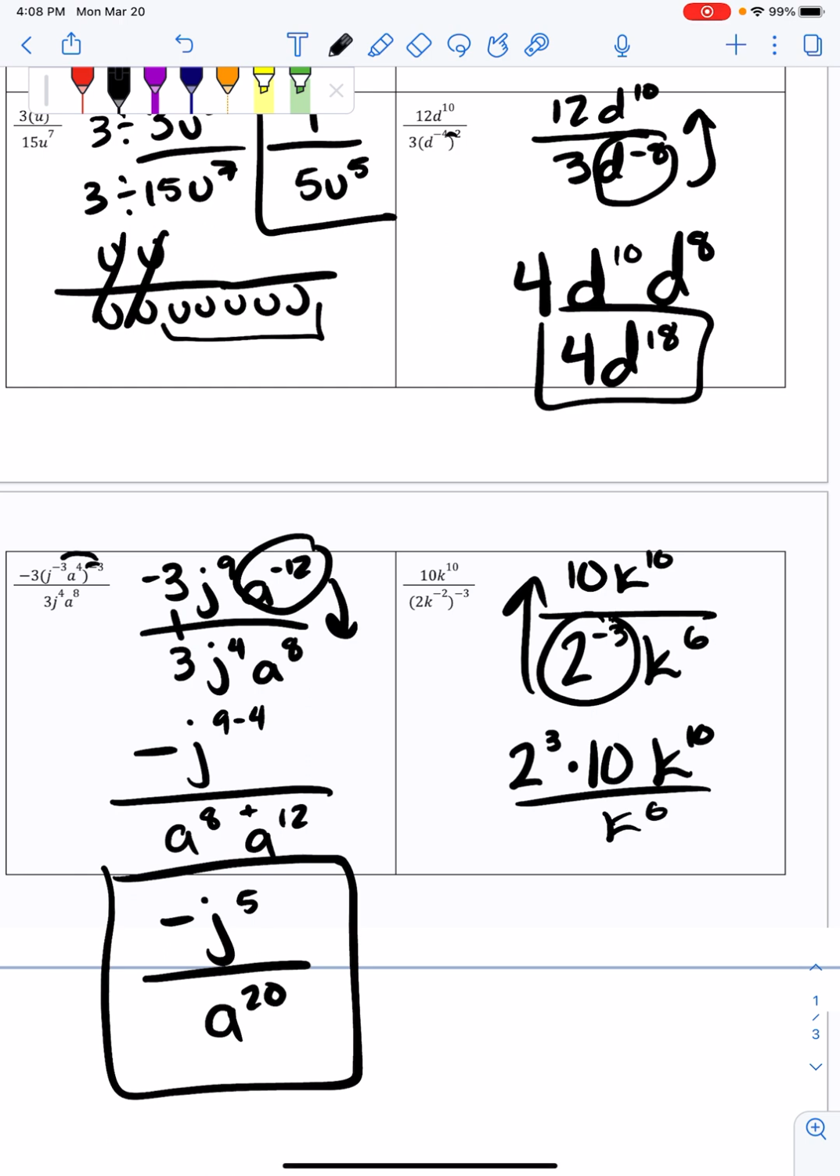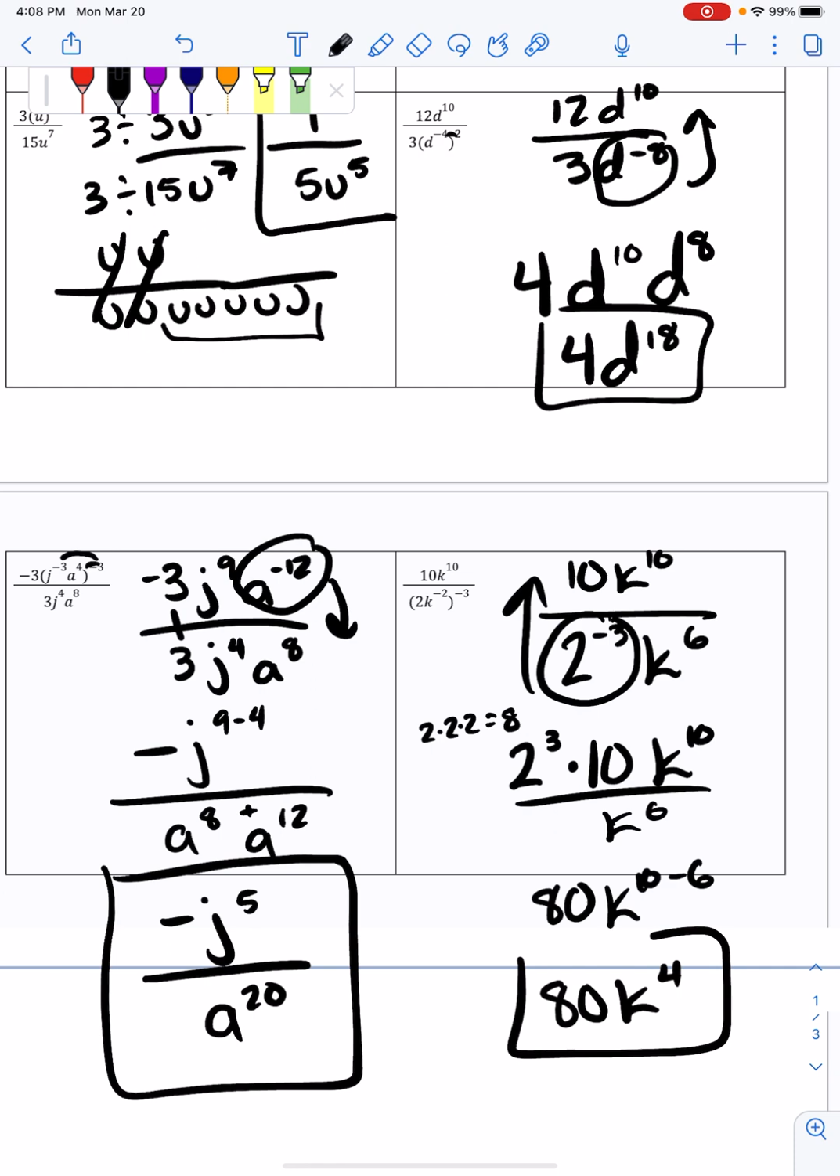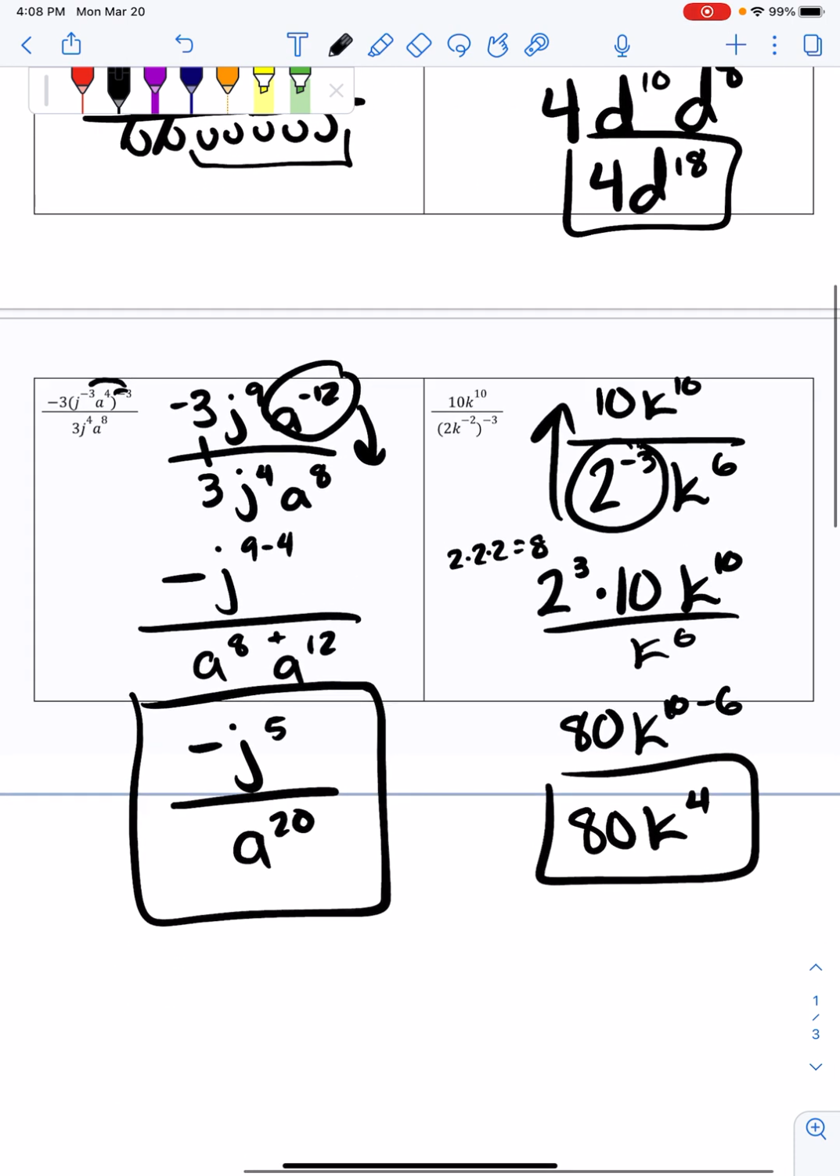We're going to subtract those exponents, but 2 times 2 times 2 is 8. So then we have 8 times 10 on the top, which is 80. We have k to the 10 over k to the 6, so we're going to subtract using our quotient rule, and we end up with 80k to the 4th. And that's how we're going to apply these properties.